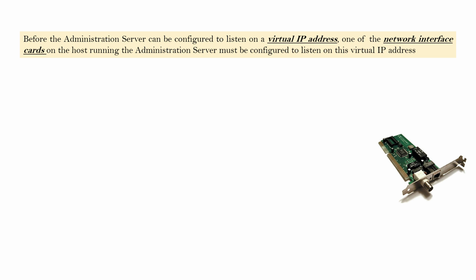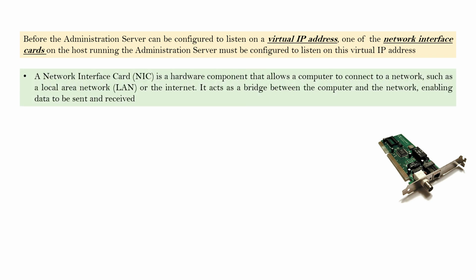And along with that, if you have a network interface card with a static IP associated with it, then you have the ability to create virtual IP addresses. That means you can create a few more addresses that will be virtual. A network interface card is a hardware component that allows a computer to connect to a network, such as a local area network or the internet. It acts as a bridge between the computer and the network, enabling data to be sent and received. So this is a very basic requirement of any computer.